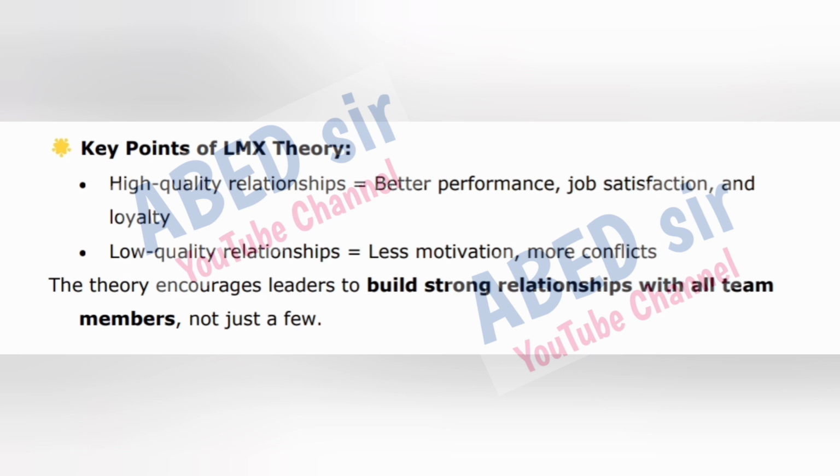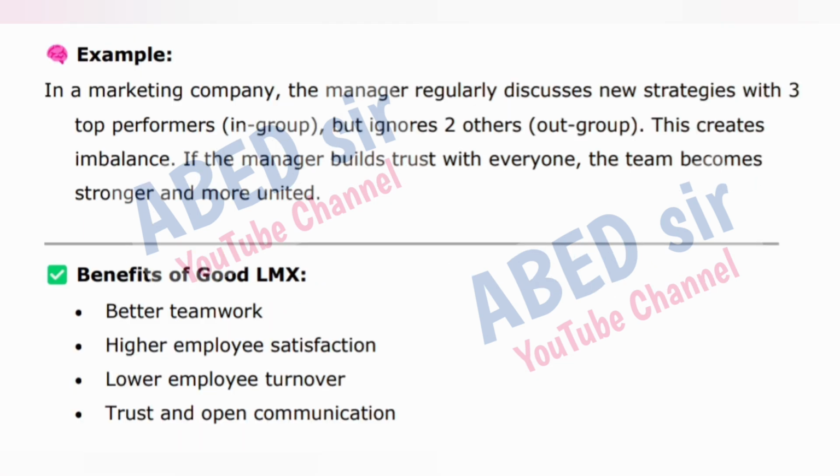Key points of LMX theory. High-quality relationships is equal to better performance, job satisfaction, and loyalty. Low-quality relationships is equal to less motivation, more conflicts. The theory encourages leaders to build strong relationships with all team members, not just a few. Example. In a marketing company, the manager regularly discusses new strategies with 3 top performers (in-group) but ignores 2 others (out-group). This creates imbalance. If the manager builds trust with everyone, the team becomes stronger and more united.